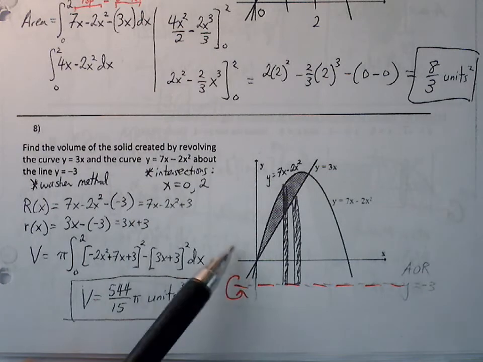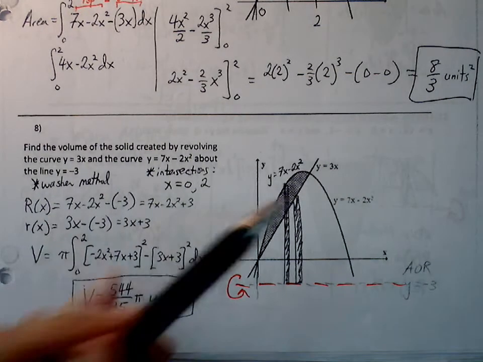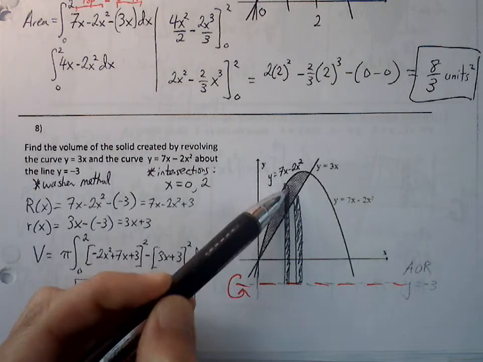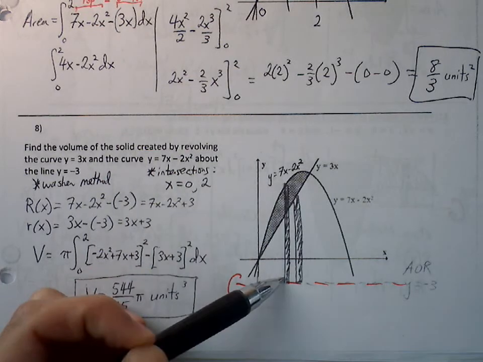Same shaded region, same boundaries. We just have to figure out our big radius and little radius. So for the big radius, we have to find the distance between the lengths here. So top is sitting at the 7x minus x squared minus a -3.